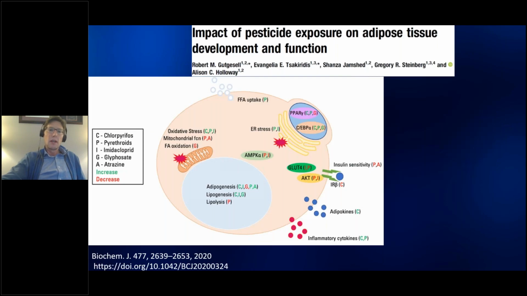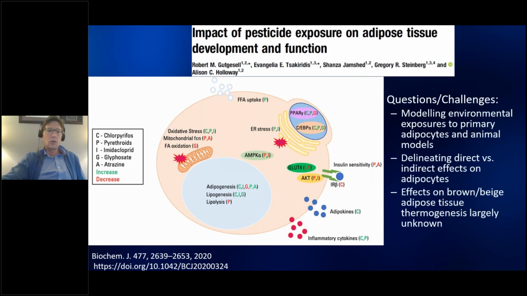And so in this review, Dr. Holloway, in collaboration with Robert Getskill and Evelyn Safratis and myself, discuss some of the pathways by which different classes of pesticides may impact adipose tissue biology. These focused on mitochondrial pathways, key pathways regulating adipogenesis, insulin sensitivity, adipokine production, and inflammatory cytokine production, all of which have been shown to be influenced by these different classes of pesticides.